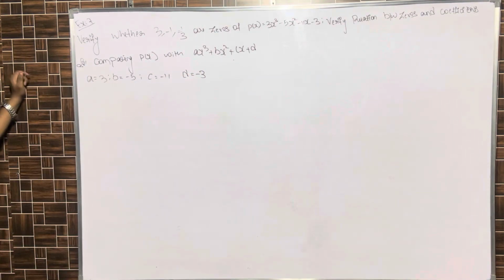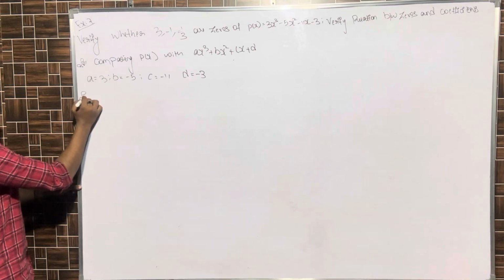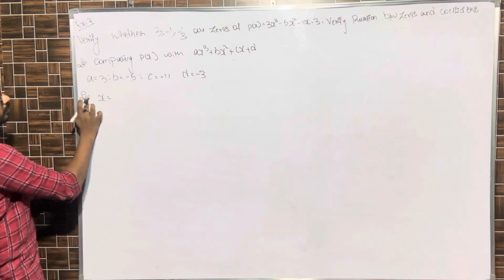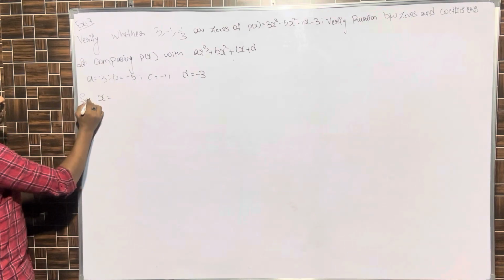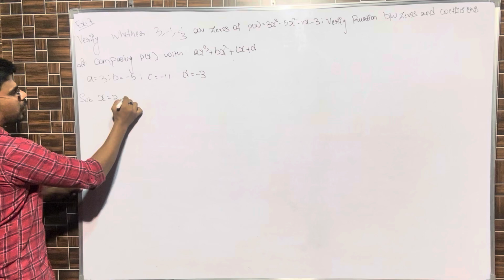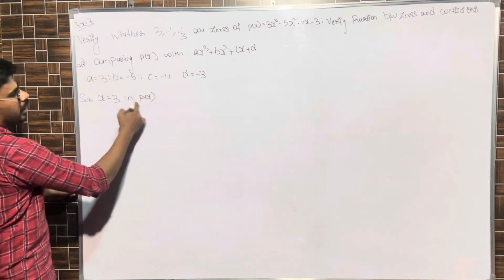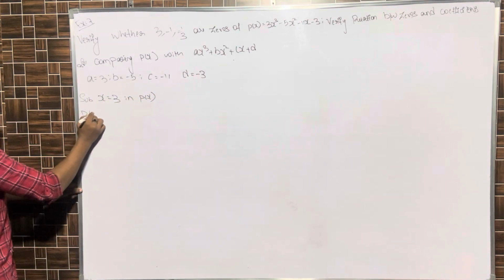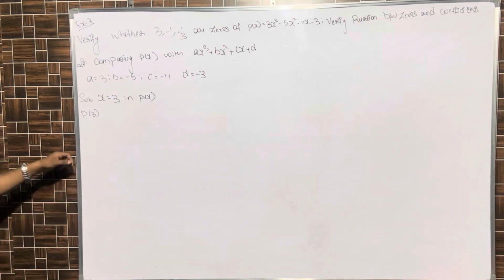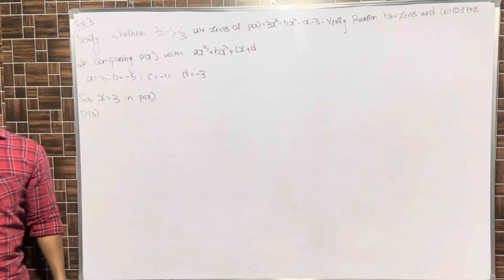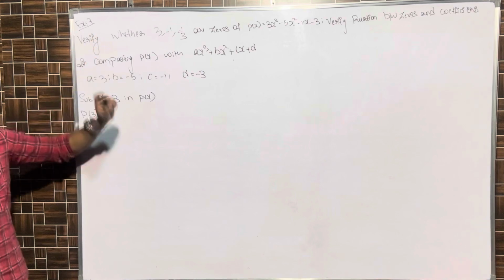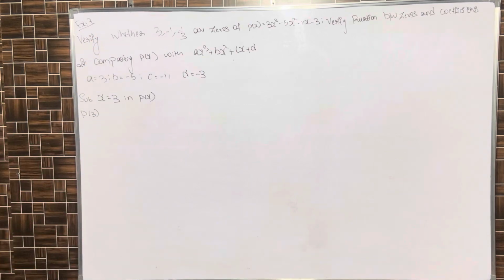Next, what do we have to do? Substitute x is equal to 3 in P of x. In the place of x you have to write 3 and check whether the answer is 0 or not. If the answer is 0, we can conclude that the given numbers are zeros, which means alpha, beta, gamma.